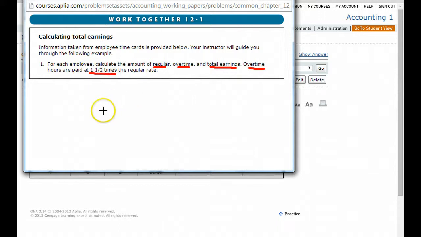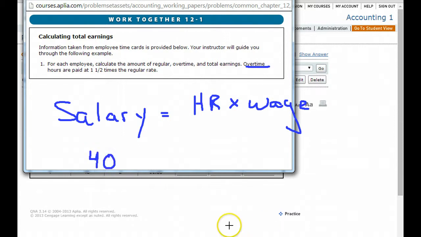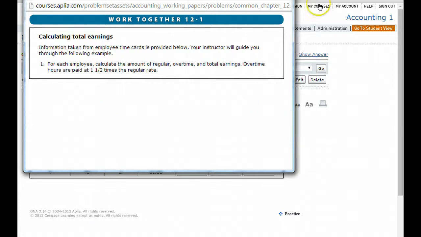So something that you should know is that each employee is paid what is called a salary. Now, to know what a salary is, it's very simple. Salary is basically how much you're getting paid from the number of hours that you're working times the wage. Now, usually overtime is calculated by the number of hours in a day, or if you go over 40 total hours in a week. So let's do this example here.